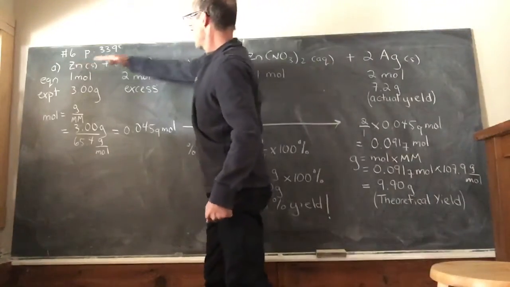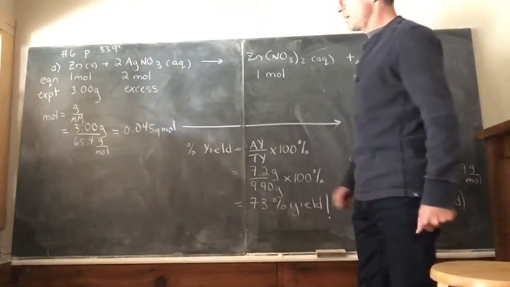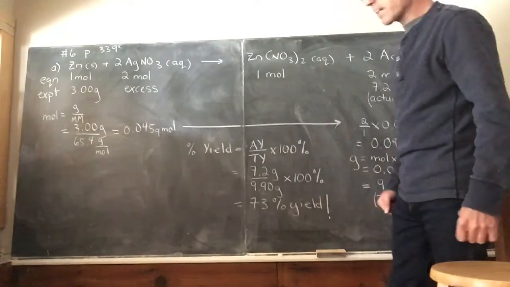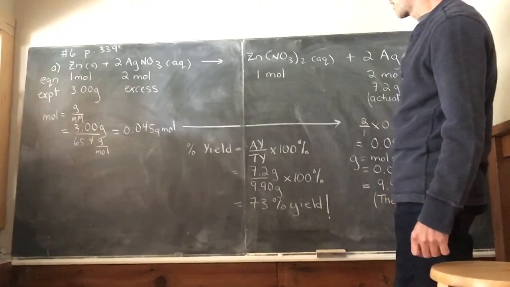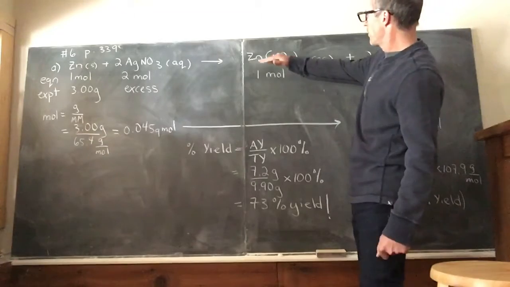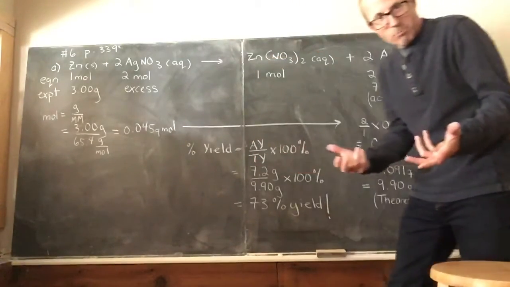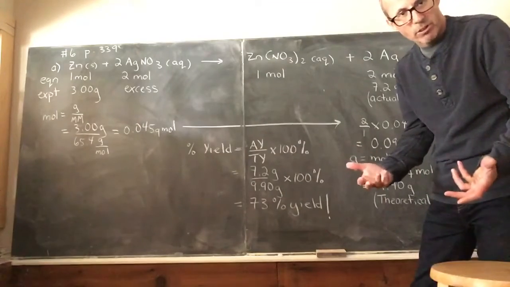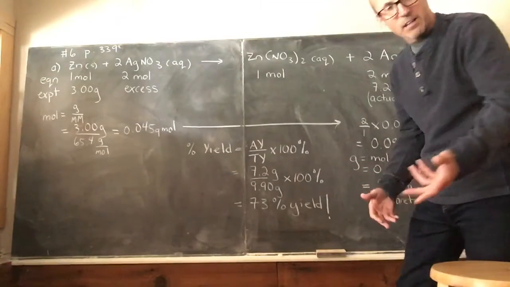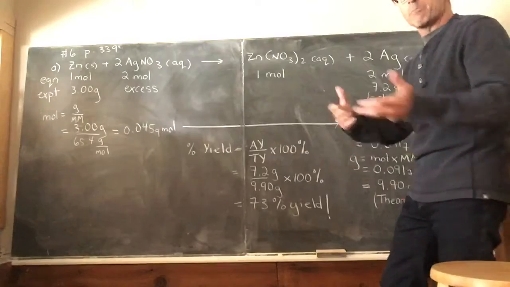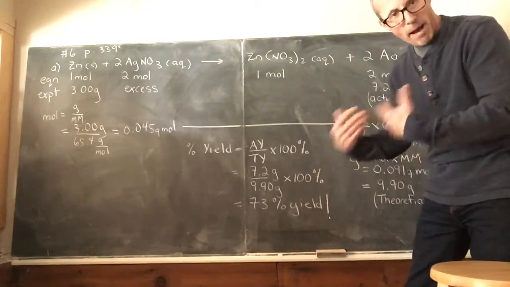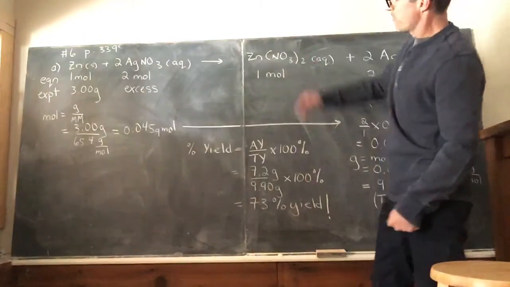Like normal, I've included the balanced equation. So we've got 1 mole of zinc requiring 2 moles of silver nitrate to produce zinc nitrate and silver. This question is difficult in the beginning because they don't give you the balanced equation, and you have to be able to go back and remember your formulas, plug in your equation, balance it. So this is the first part of the problem.